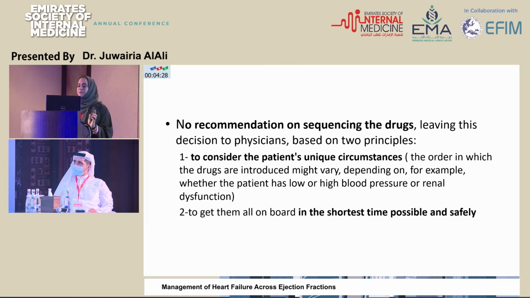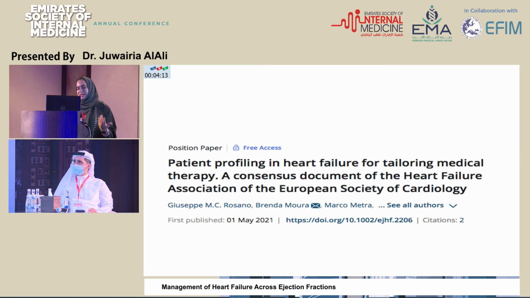Okay, so there is no recommendation on the sequence of the medication. You can choose whatever you want, and you can decide based on the patient's unique circumstances: what's their blood pressure, what's their heart rate, what's their renal function. But you have to do it as soon as possible and as fast as possible and as safely as possible. So how can you make your decision if the guidelines are not telling you?